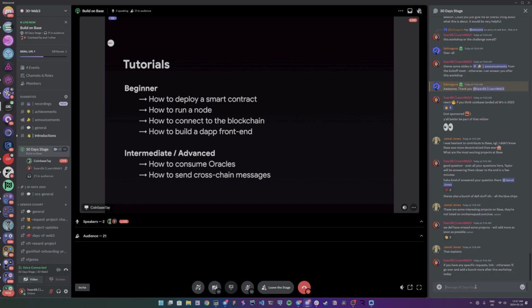And if you are more of an intermediate or advanced developer, we have tutorials for you as well. If you want to learn how to access real world data on chain in your smart contracts, we have guides for how to consume oracles. And if you deploy a smart contract to Base and you want it to communicate with other chains like Optimism, we have tutorials for that as well, for cross-chain messaging.